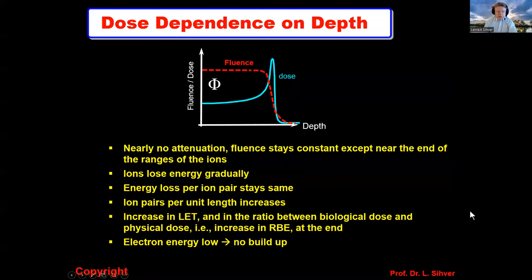If you look at the dose dependence on depth, we have seen there's nearly no attenuation. There's a big difference for photons. Along the path, the fluence stays constant except near the end of the range of the ions. Ions lose energy gradually. The energy loss per ion pair stays the same, but the ion pairs per unit length increase, and there is an increase in LET in the ratio between biological dose and physical dose. That means an increase in RBE at the end of the Bragg curve. So you have an increase in RBE at the Bragg peak. And the electron energy is low, so there's no buildup like you have, for example, with X-rays.